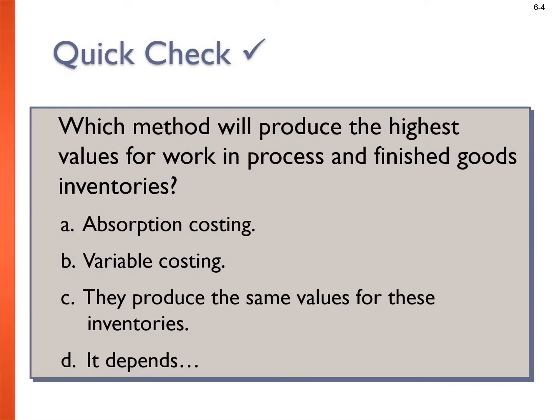So which method will produce the highest values for work in process and finished goods inventories? Absorption costing, because it has more costs in it than under variable costing. It has the fixed overhead as well.